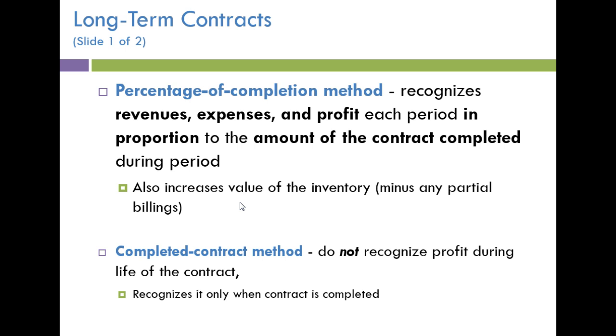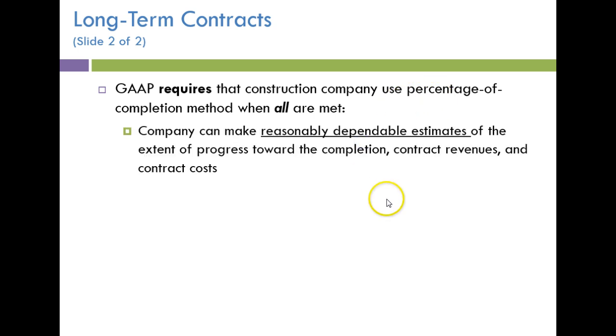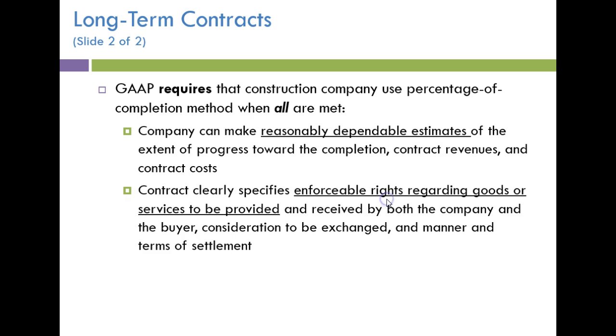The completed contract method, we don't recognize profit during the life of the contract, only after the whole thing is done. GAAP requires that construction companies use percent of completion method when we can reasonably depend on the estimates.